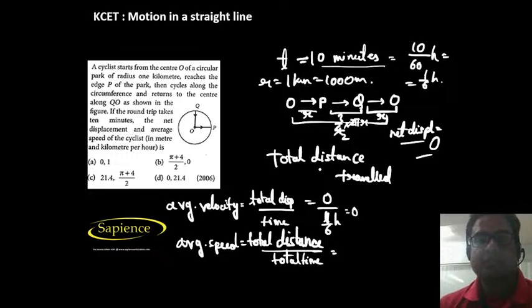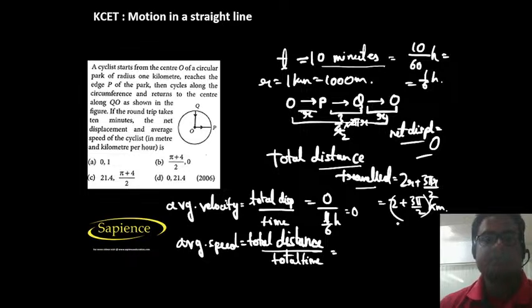So here the total distance traveled will be r plus r, that is 2r, plus 3 pi r by 2. So 2 into r is 2 kilometers, so that is 2 plus 3 pi by 2 kilometers. So the average displacement is 0 meters, and we have to find the speed in kilometers per hour. So that will be 2 plus 3 by 2 pi kilometers, the total distance, and the total time is 1 by 6 hour.